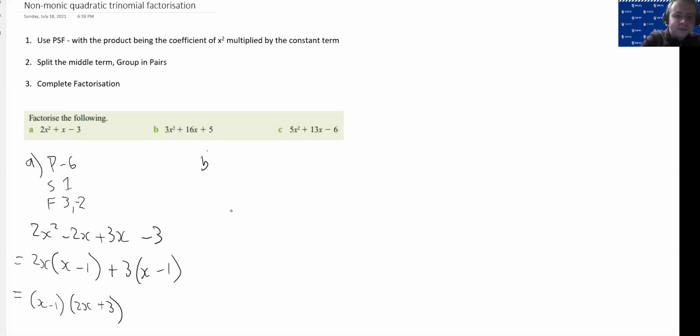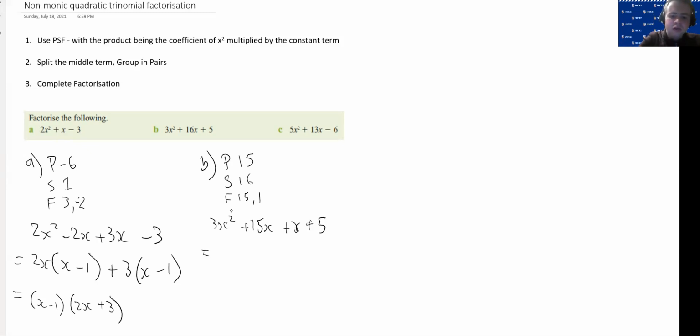So for part B, I need to find the product. It's going to be 3 times 5, which is 15. The sum is 16. So the factors are both positive, and it's going to have to be 15 and 1. The reason is there's no other way that I can multiply to equal 15 and add to equal 16. Okay, so when I rewrite my question, I'm going to write it as 3x squared, and then 15 has a common factor with 3, so I'm going to then write plus 15x, and then I'm going to write plus x, okay, which has a coefficient of 1, and then plus 5.